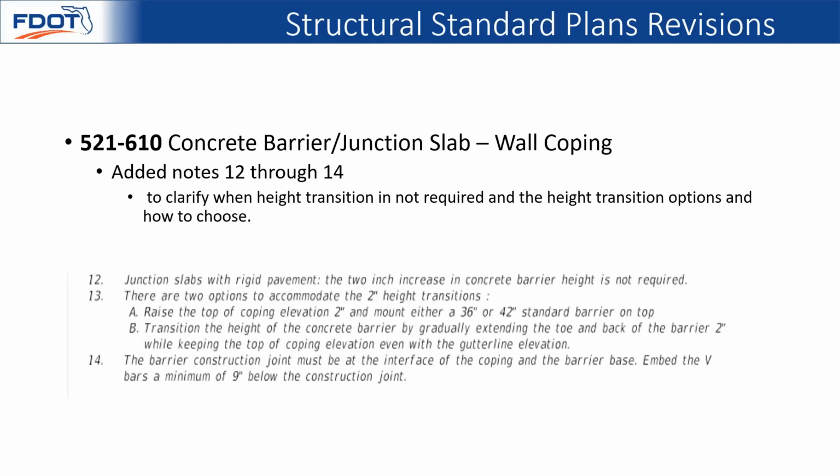Speaking of concrete barrier junction slab standards, notes 12 through 14 were added to help clarify these transition details. Note 13 was my best attempt at trying to explain the options between either raising it 2 inches on the bottom or just slowly increasing the height by 2 inches.